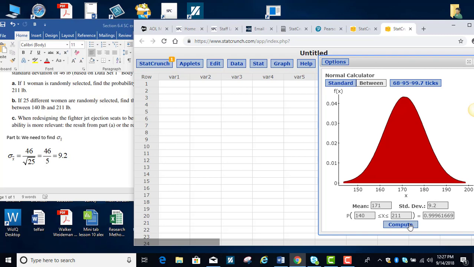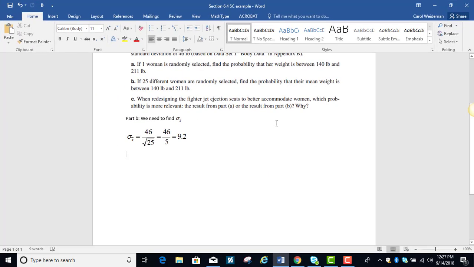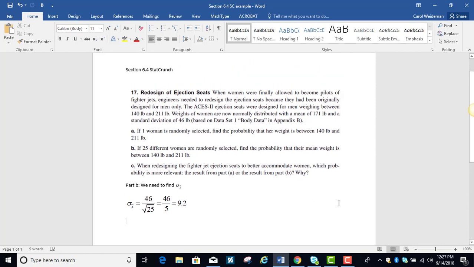And compute. So now the probability that the mean weight for a group of 25 women will fall within the range of 140 to 211 is pretty close to 1. Now part C on this question is the thinking question portion. When redesigning the fighter jet ejection seats to better accommodate women, which probability is more relevant? The one from part A or the one from part B, and why?